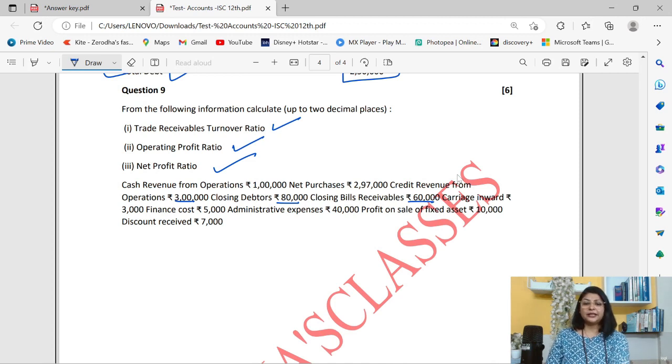Okay, but in this ratio, sorry, I think I spoke the wrong formula. In context of this question, you can see over here what is given clearly. Purchases is given 2,97,500. This will be part of cost of revenue from operation. Then you are being given carriage inward. This is also part of cost of revenue from operation. Admin expenses are given. These are also part of your operating expenses. But finance cost is not operating expense, so we will leave this. Similarly, profit on sale of fixed asset is also not operating income. We will leave this, and discount received is also not operating income.